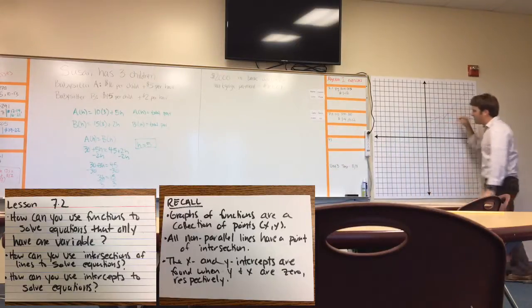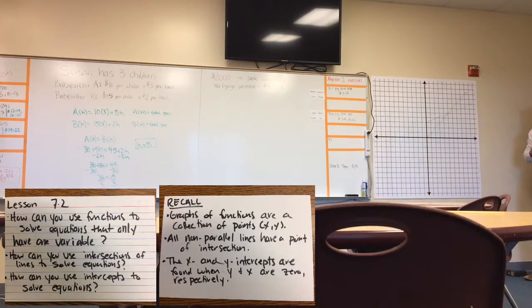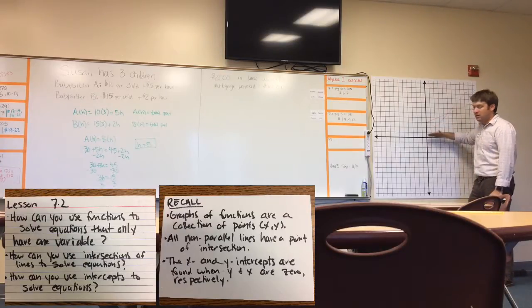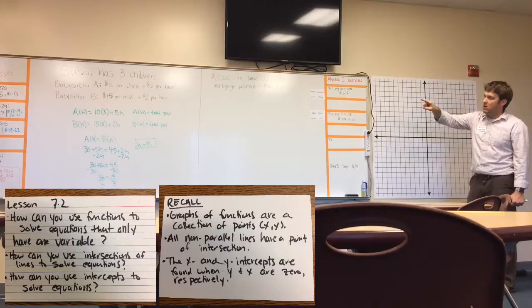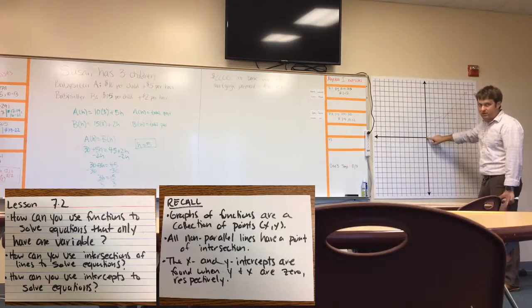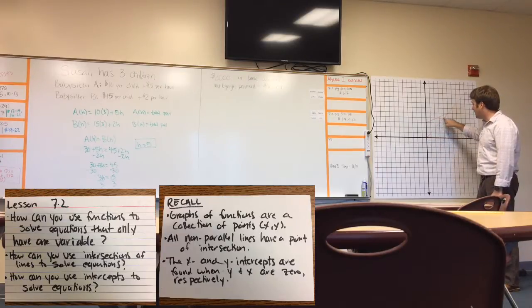If this were the graph of the two rates of pay. Okay, and let's say that this right here is y equals 30. So we're just starting at 30, and each of these is 5. Okay, so babysitter A is right here, starting at 30 with the 3 children, and going up by $5 every hour. Okay, up 5, right 1, up 5, right 1. So this line right here is the rate of pay for babysitter A.